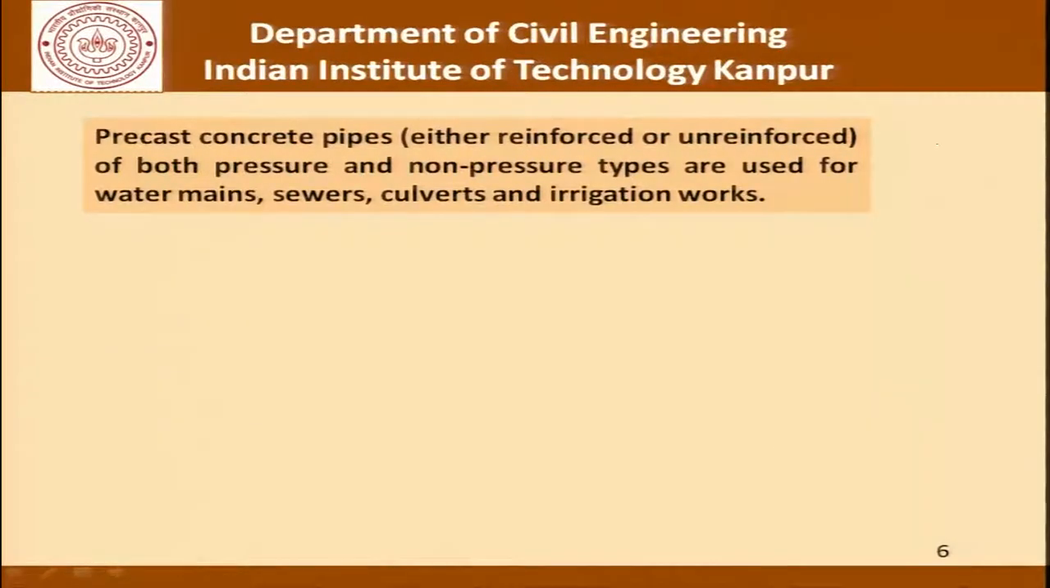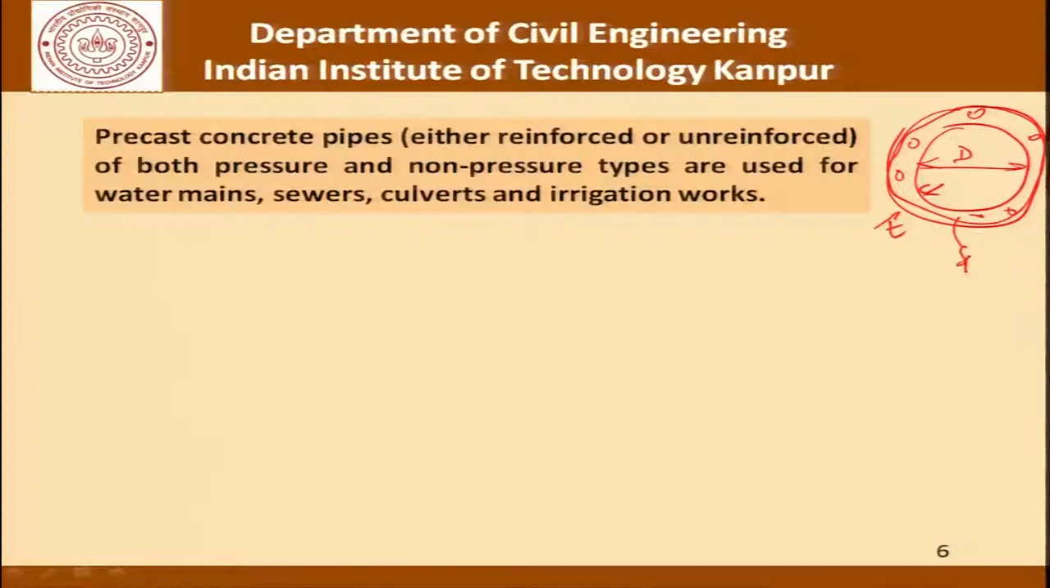So if you look at the cross section of a pipe, basically what is seen is that there is a pipe with a certain thickness. So this is what is called the thickness of the pipe. This is the diameter of the pipe and this pipe has reinforcement running longitudinally as well as spirally. So we will talk about all these details as we go along in this discussion today.